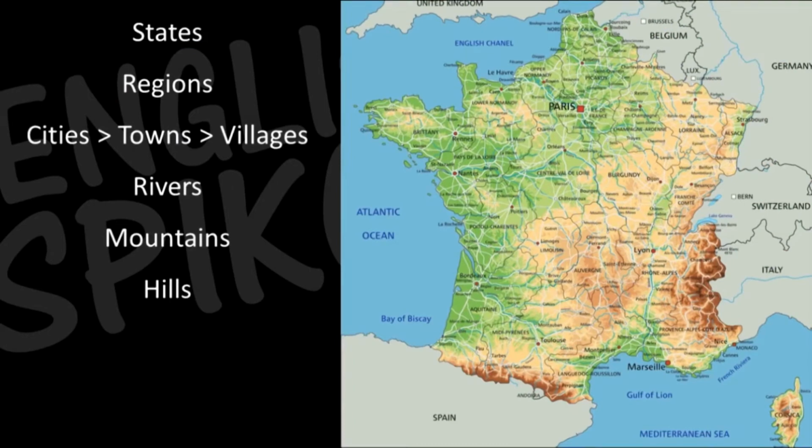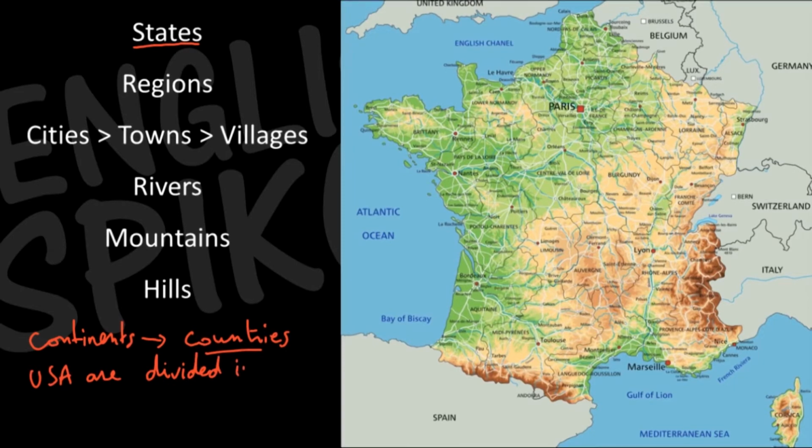Now, if we keep on digging deeper into geography, we started with continents, and then we saw countries. Okay, in some countries, not all of them, you can find states. Some countries are actually divided into states. For instance, the USA is divided into 50 different states. In France, we don't have states, but we have regions, which are themselves subdivided into departments. Okay, departments.